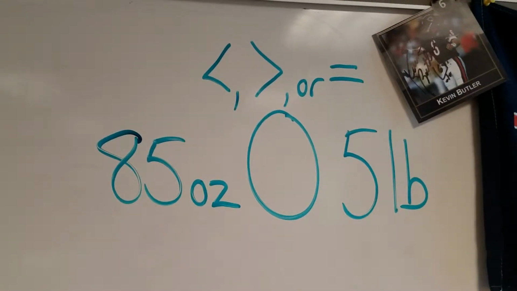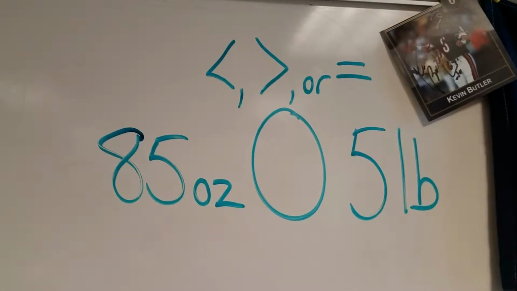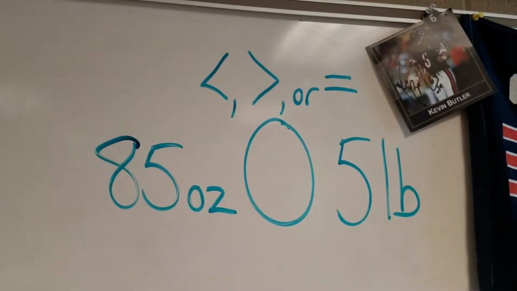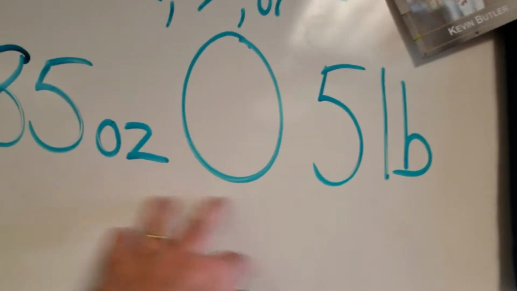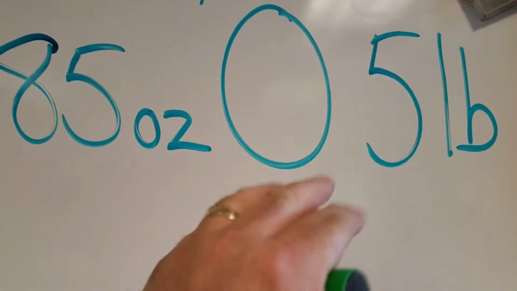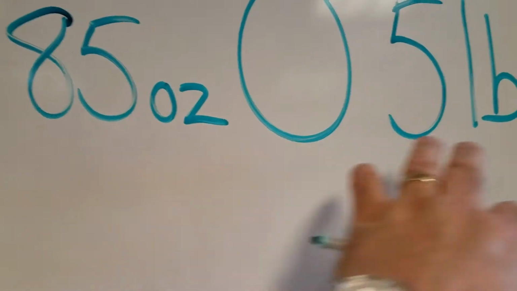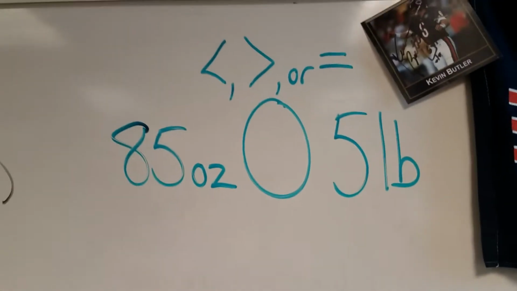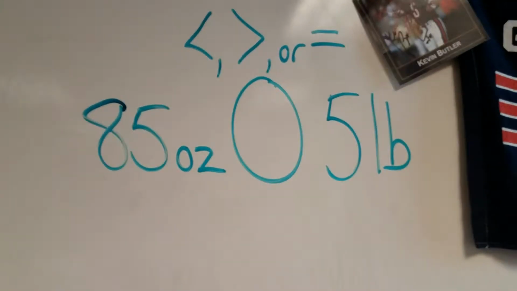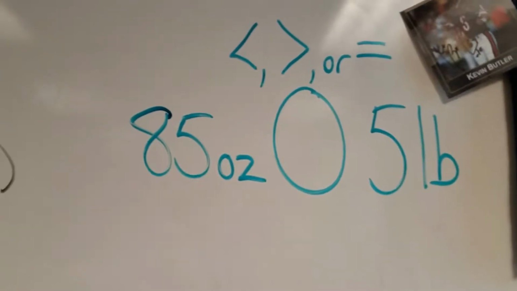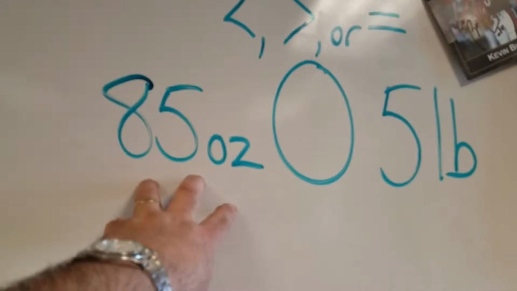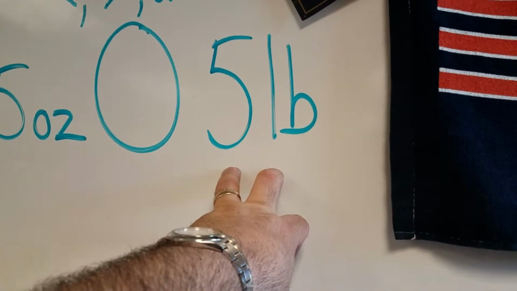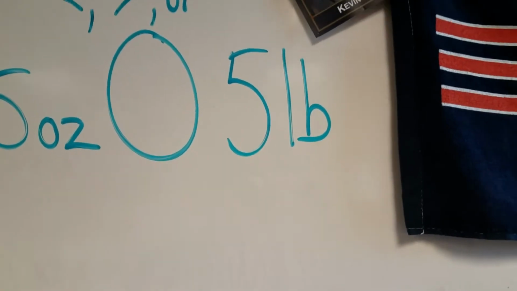We got 85 ounces versus 5 pounds. Is 85 ounces less than, greater than, or equal to 5 pounds? Well, we can't just come up with an answer by looking at it. We have 2 different units here. We have ounces and pounds. We have to convert one side. It doesn't matter which side. So if I convert this to pounds, then I can compare it. Or if I convert this to ounces, then I can compare it. It's your choice. I like going with the easier choice.